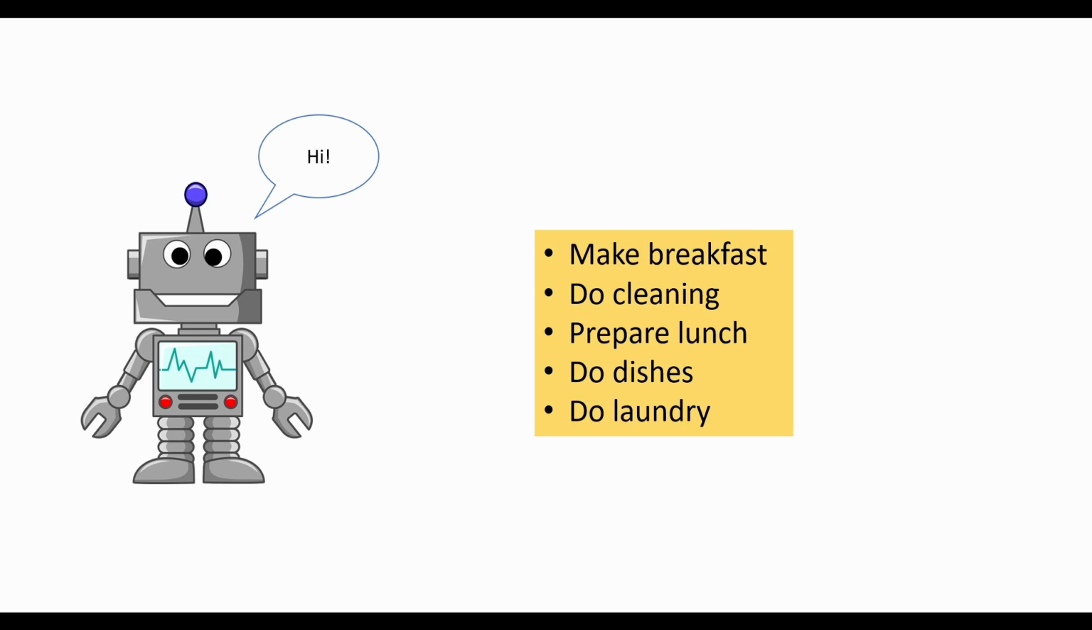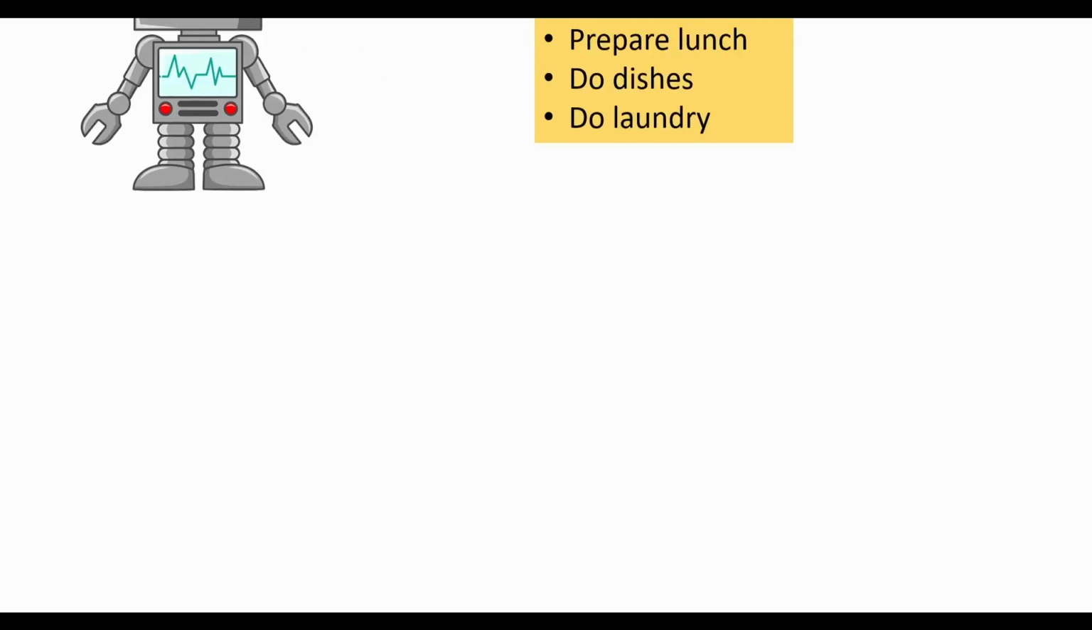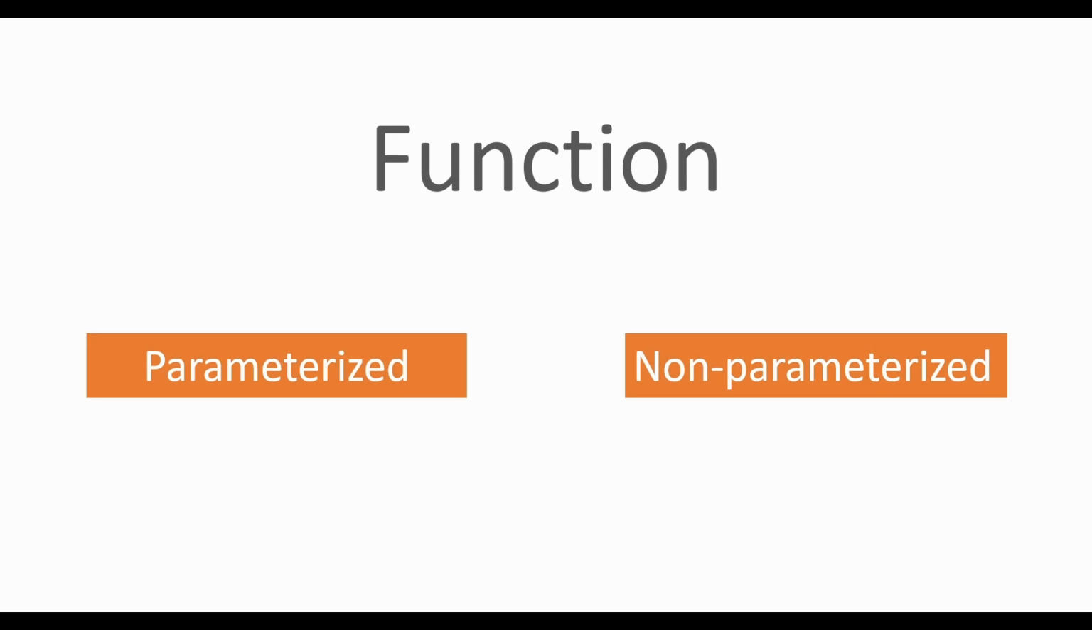But what if you group these tasks together and give it a name, household chores? Now you just have to pass this list of chores to the robot every day instead of giving the instructions one by one. That would be much easier, right? This is nothing but functions. A function is a group of statements that together perform a task. Functions are of two types, parameterized and non-parameterized, depending on whether they take inputs or not.